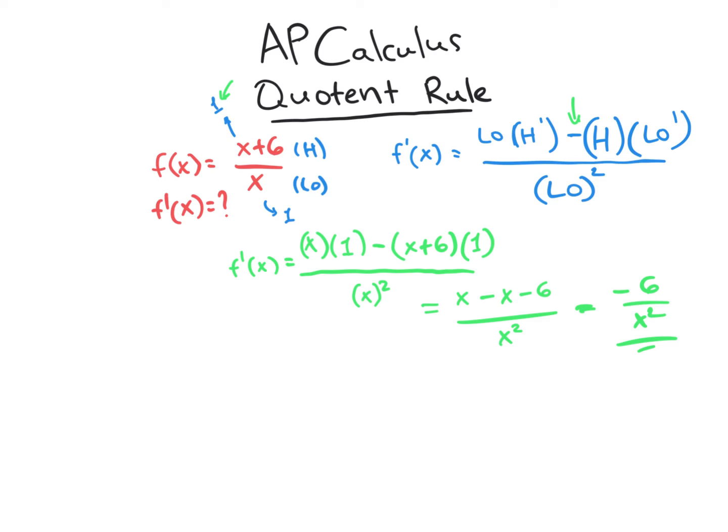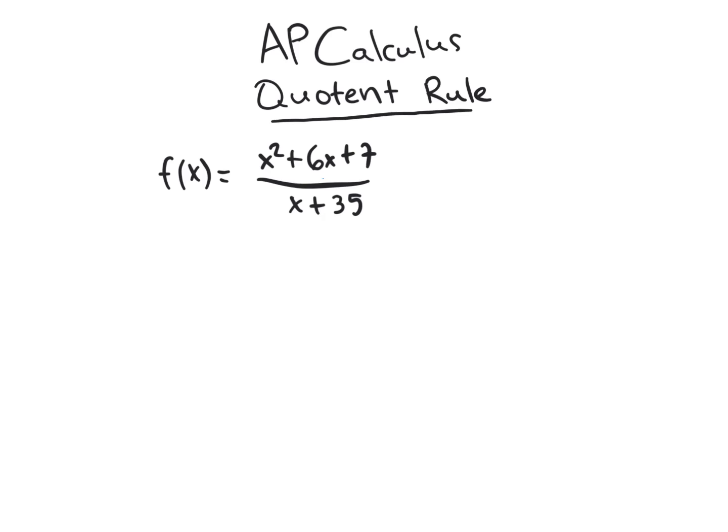Let's look at one more example. Alright, let's take a look at this example. f of x is equal to x squared plus 6x plus 7 divided by x plus 35. Now let's rewrite our formula really quick. So f prime of x is equal to low d high minus high d low over low squared.